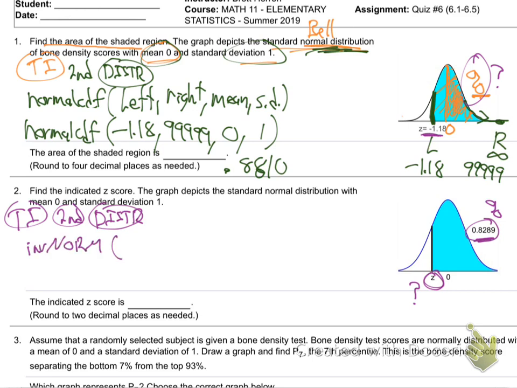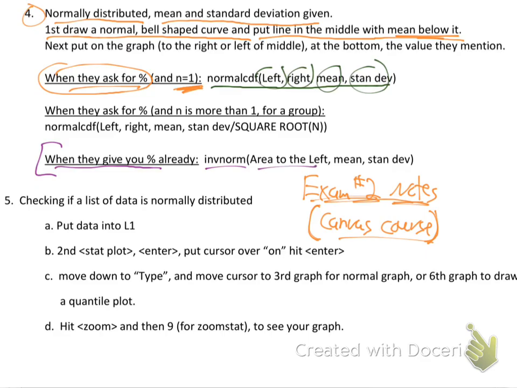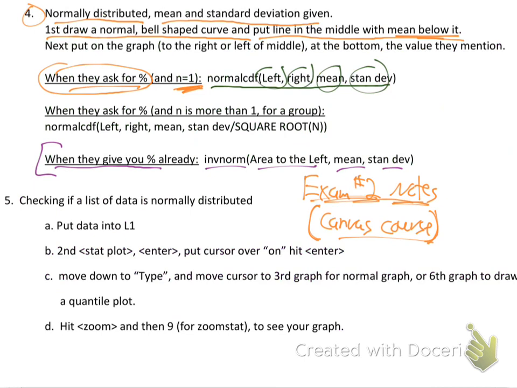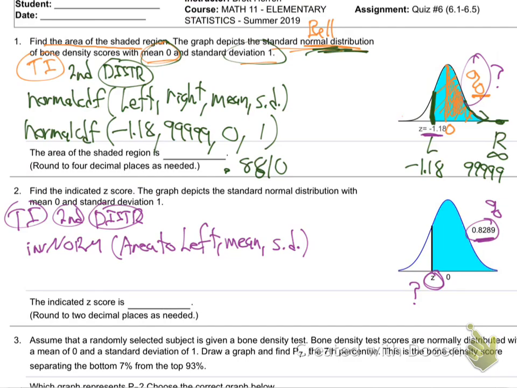So it's an inverse normal distribution. They're asking you an opposite question, an inverse question. And how does it work? Area to the left, mean, standard. That's why it's important to have these exam 2 notes with you when you take exam 2. These will really help you. Area to the left, mean and standard.